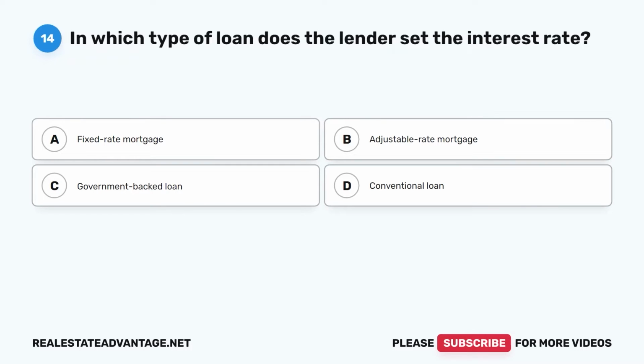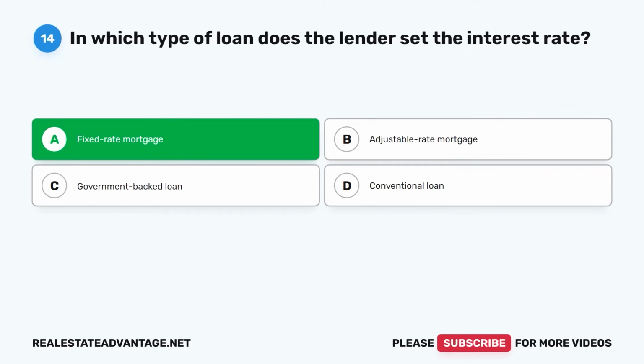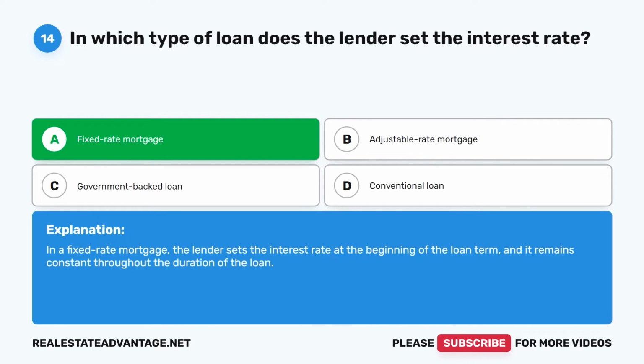Question 14. In which type of loan does the lender set the interest rate? A. Fixed rate mortgage. B. Adjustable rate mortgage. C. Government-backed loan. D. Conventional loan. The correct answer is A. Fixed rate mortgage. In a fixed rate mortgage, the lender sets the interest rate at the beginning of the loan term, and it remains constant throughout the duration of the loan.